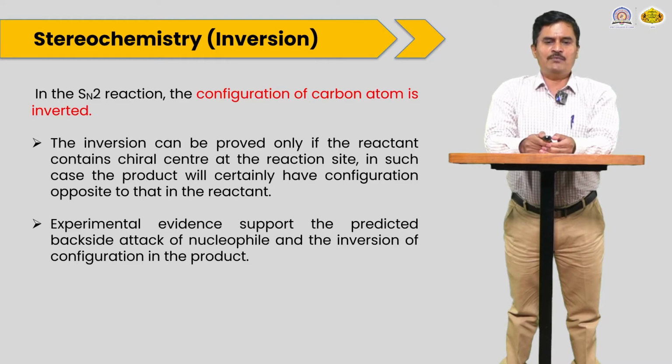The inversion can be proved only if the reactant contains a chiral center at the reaction site, means if the starting compound we use is chiral. In such cases, the product will certainly have the configuration opposite to the reactant. Means if the reactant has the S configuration, then the product must be the R configuration. That indicates there is a 100% inversion. So experimental evidence supports the predicted backside attack of the nucleophile and the inversion of configuration in the product.